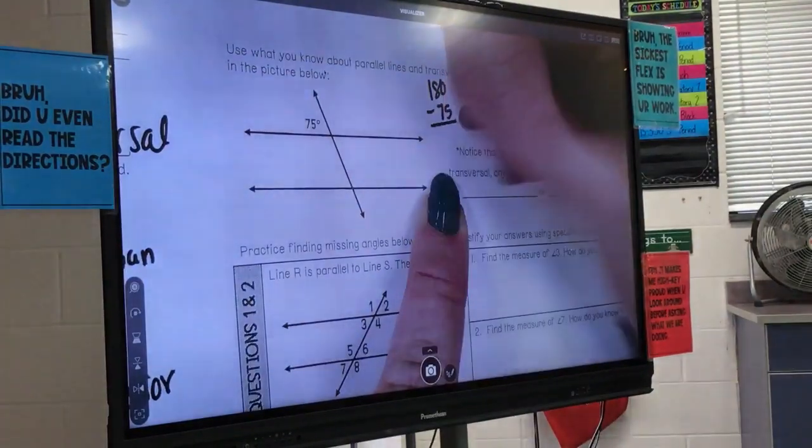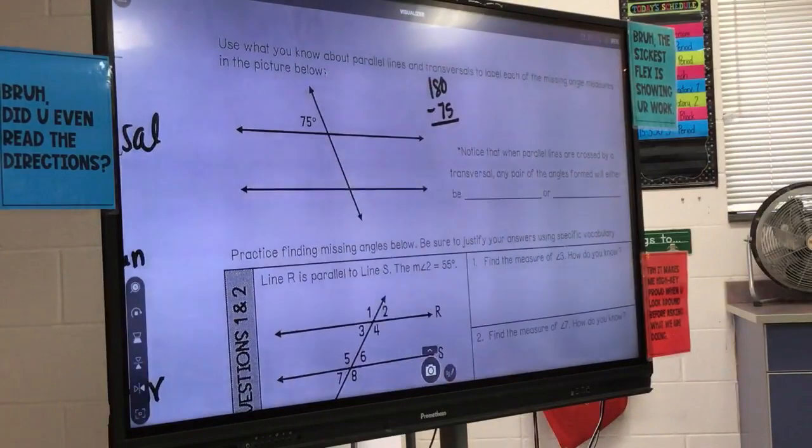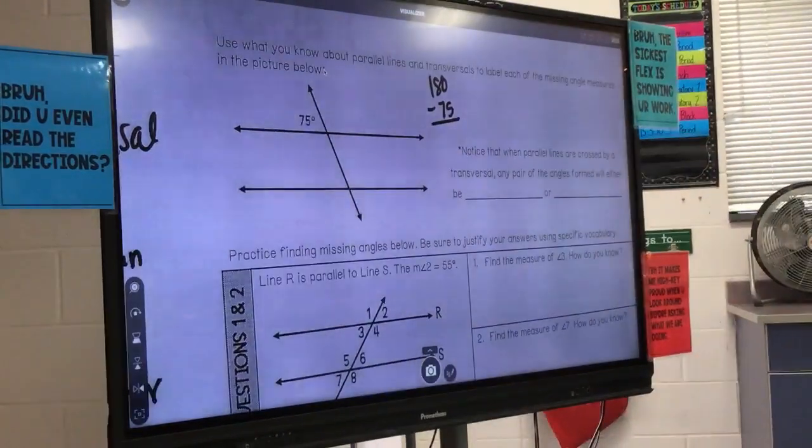Okay, which is going to give us what? So everybody on your page right now, do 180 minus 75, and then stand up when you have your answer.